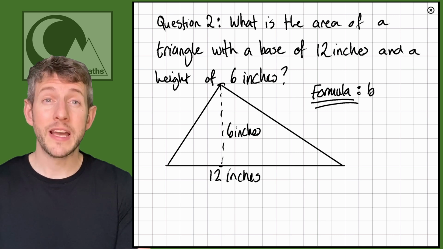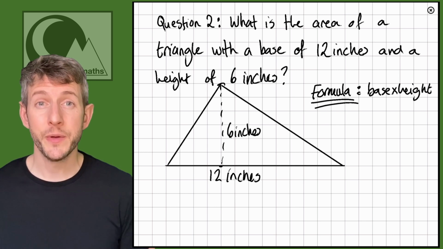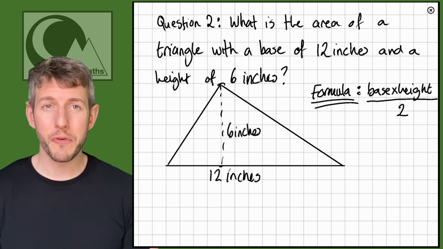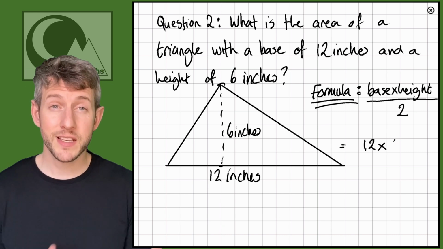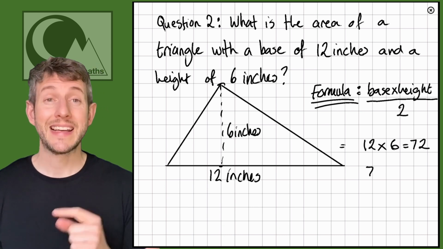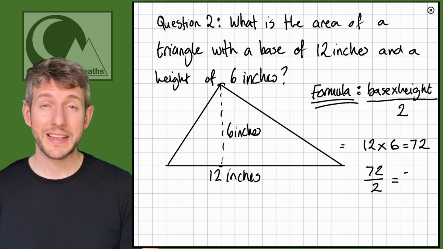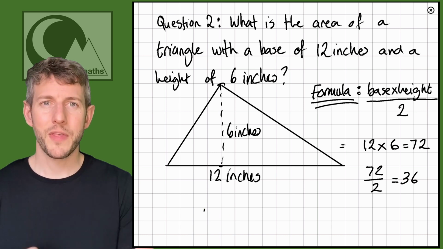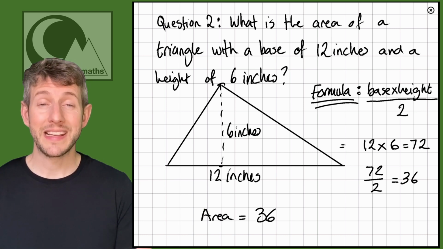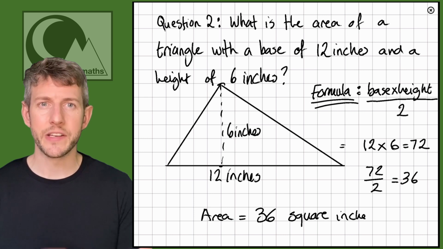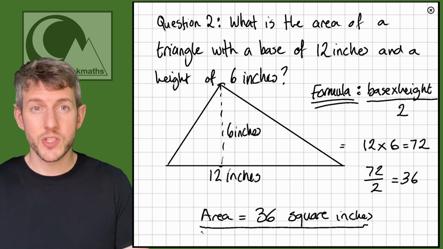Okay, the formula is base times height divided by 2. So we've got the base of 12, we've got the height of 6. So 6 times 12 is 72. 72 divided by 2 is 36. So the area of this triangle is 36 square inches, or 36 inches squared.